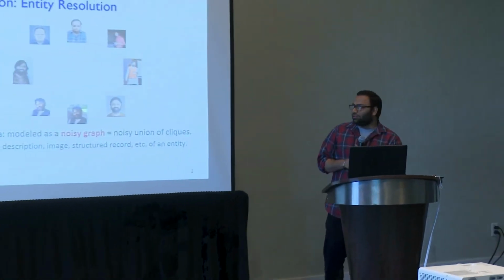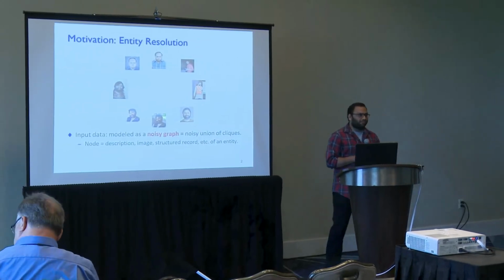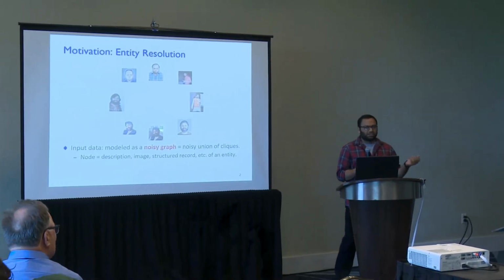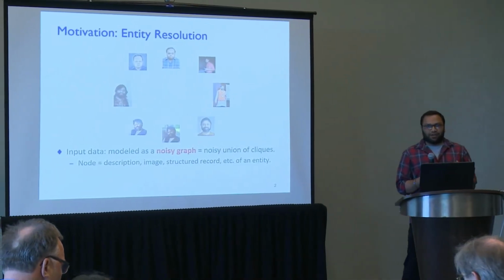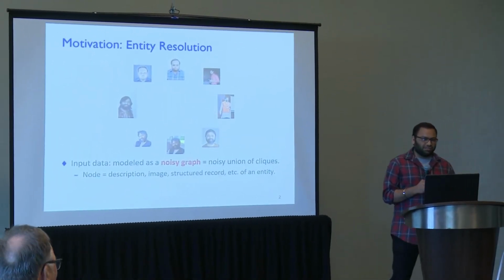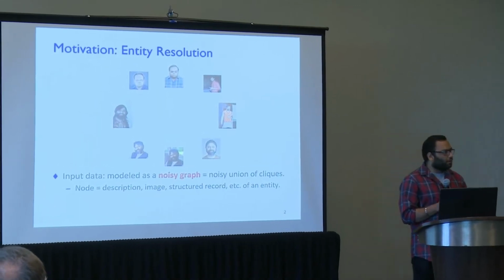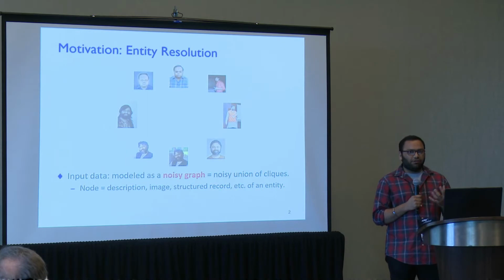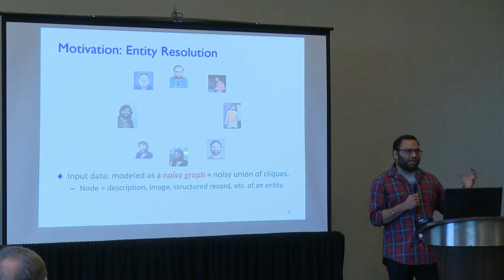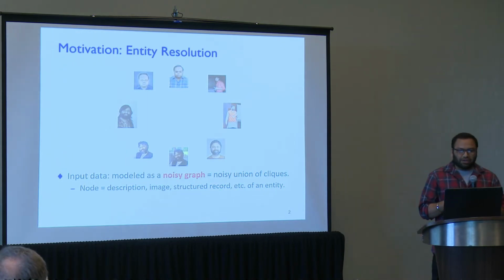work in this domain. So as you know, a lot of data on the web is present in the form of images, text, structured records, descriptions and so on. And we need to figure out what the entities present in these records on the web are. So all this data can be modeled as a noisy union of cliques where each clique refers to an entity. And we would like to infer those.